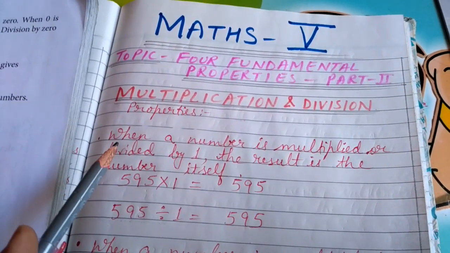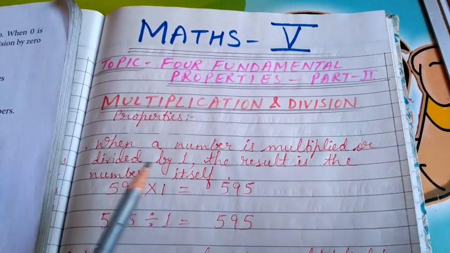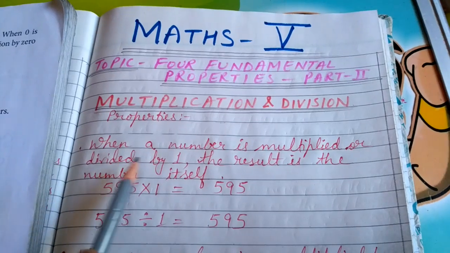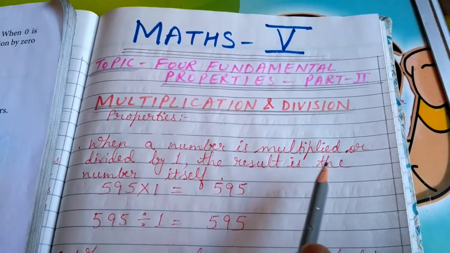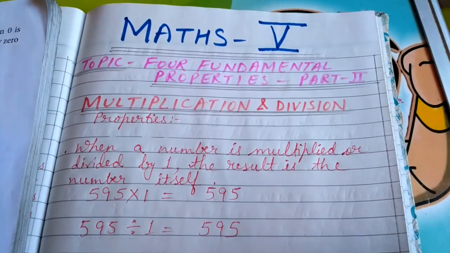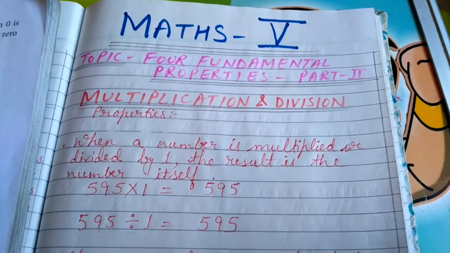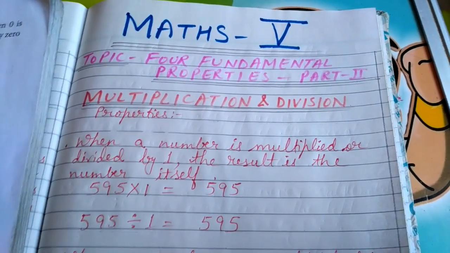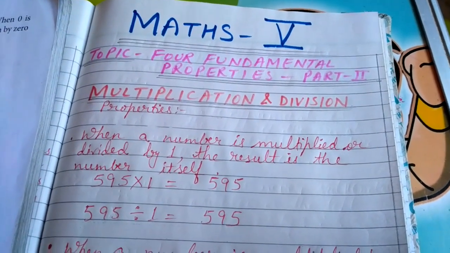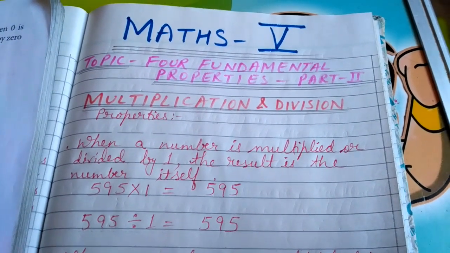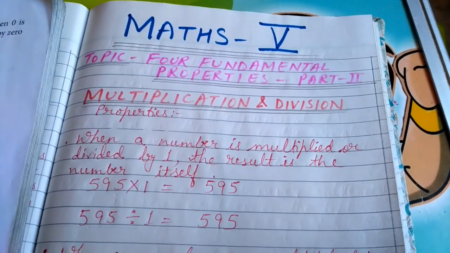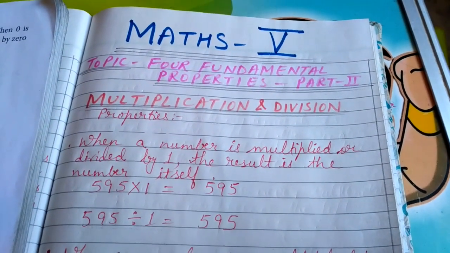So the very first property is, when a number is multiplied or divided by 1, the result is the number itself. For example, if I take the number 23 and multiply it by 1, 23 into 1, the result will be the number itself, that is 23 into 1 is equal to 23. Or if we are dividing 23 by 1, then the result also is the number itself. The result will be 23.